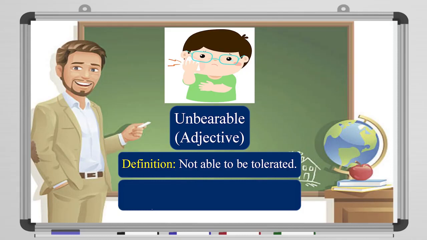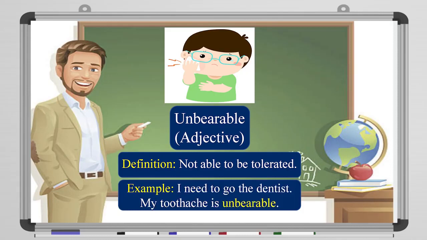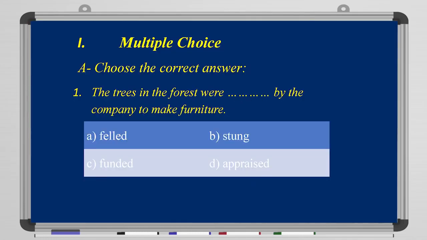It is unbearable. So for example, I need to go to the dentist. My toothache is unbearable. I cannot stand it anymore. I need to go to the dentist. I'm sure you got those right. They're pretty easy words. So let's look at the multiple choice questions.